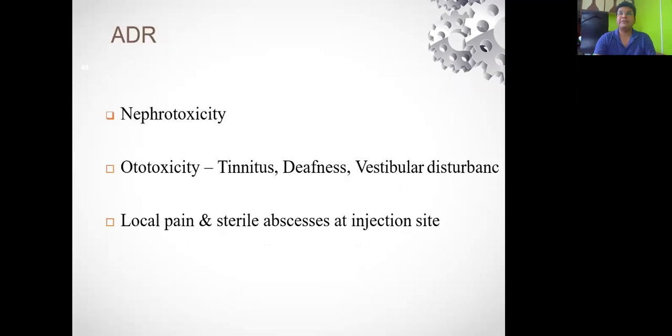Then, if you look at the adverse drug reaction profile, as I told you, this particular drug has a similar action to that of streptomycin, and the ADR profile is also similar to streptomycin, like nephrotoxicity, ototoxicity, local pain, and sterile abscess formation at the site of injection. So ototoxicity may vary from tinnitus to deafness and vestibular disturbances. So nephrotoxicity, ototoxicity, and local pain at the site of injection, and sterile abscess formation at the injection site are very common with this particular capreomycin.